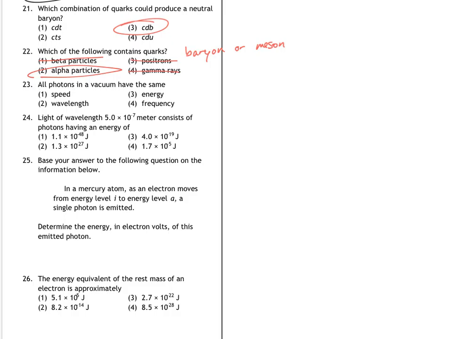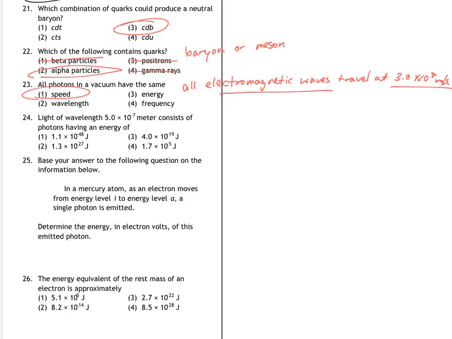And 23, all photons in a vacuum have the same, this is a fact, speed. All electromagnetic waves travel at 3 × 10⁸ meters per second. So it isn't just light that travels at that speed, but radio waves, gamma rays, microwaves, all of them, they all travel at 3 × 10⁸.